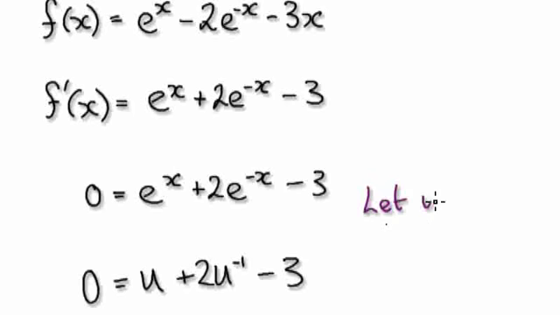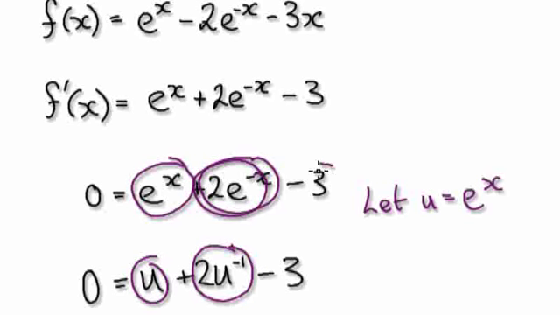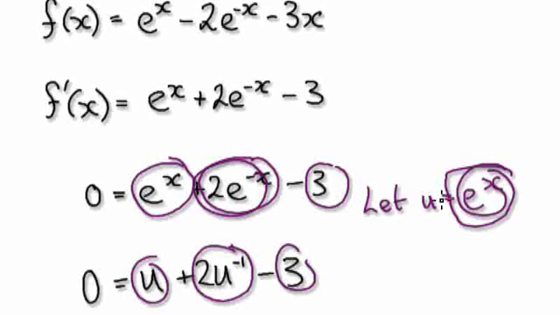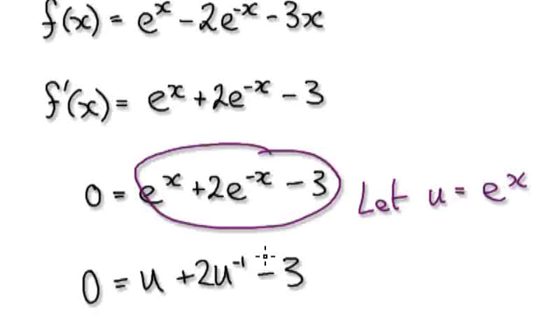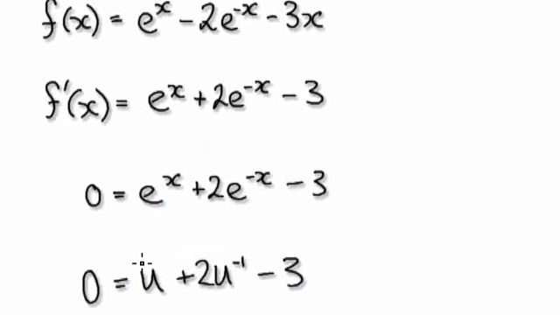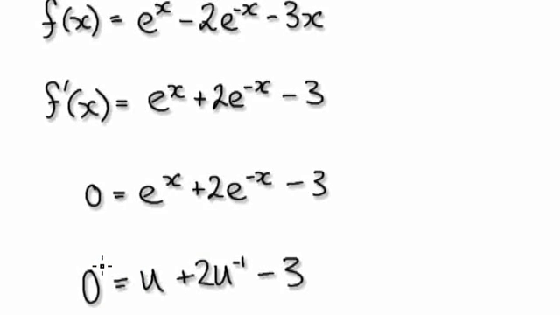So the point is that if you let u equal e to the power of x, this thing here will become this. This thing here will become u to the power of -1, and then we leave this 3 as it is. If you let u equal e to the power of x, this whole thing here becomes this. So now it's a matter of solving for u. When will this equal 0? And then later we will turn the u back into the x.